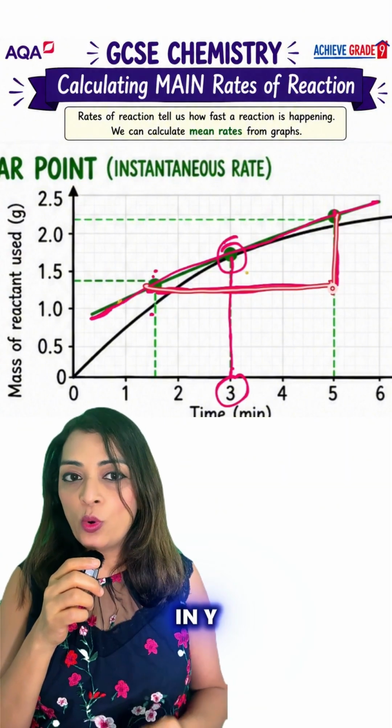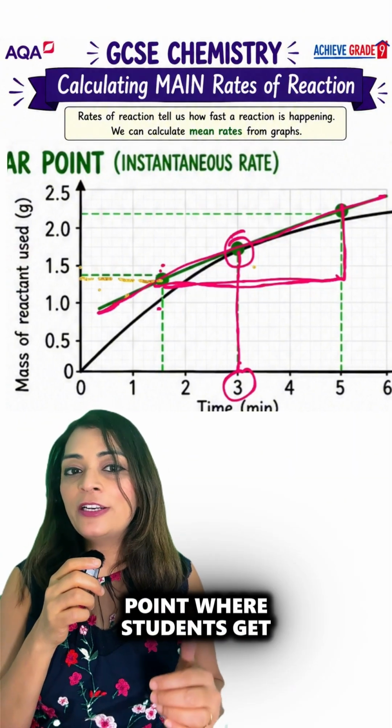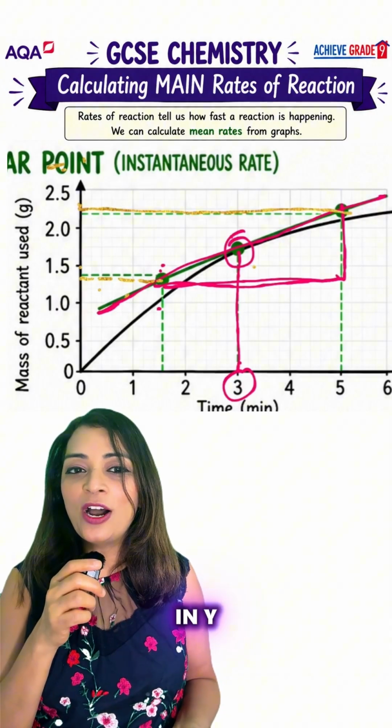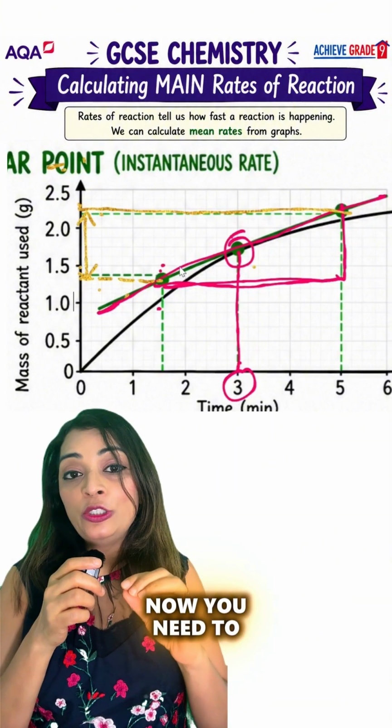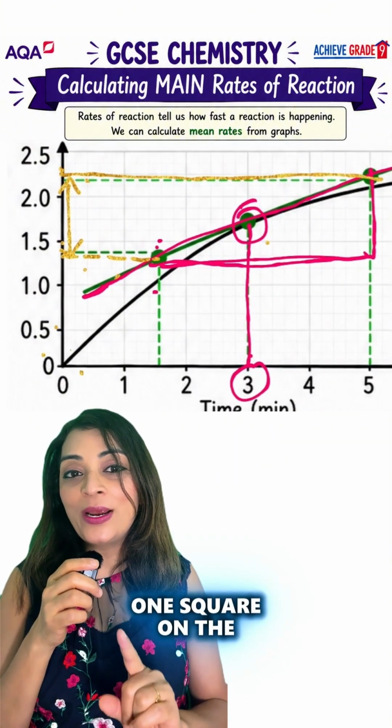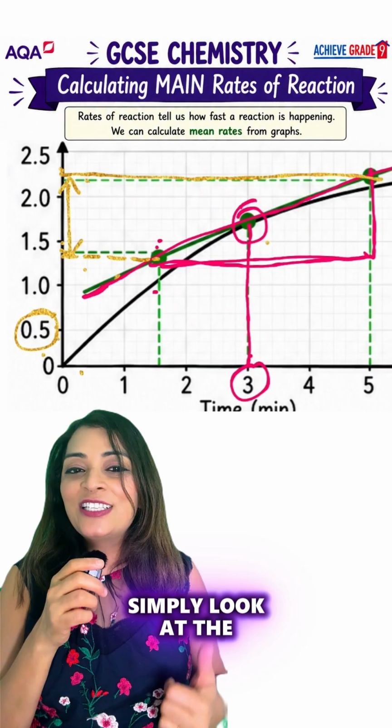Work out the change in y. This is another tricky point where students get confused. To find the change in y, extend the line from the triangle across to the y-axis. Now, you need to know the value of one square on the graph. How to do this? Simply look at the scale.